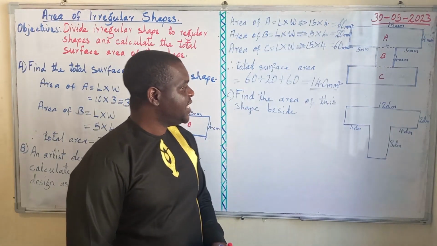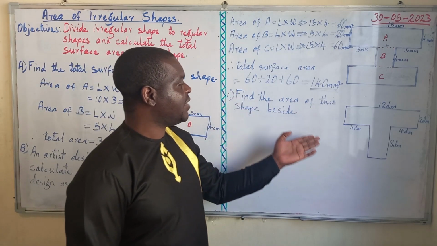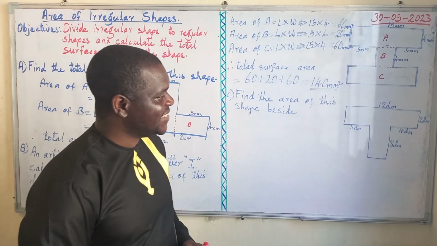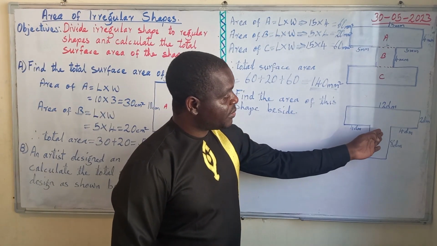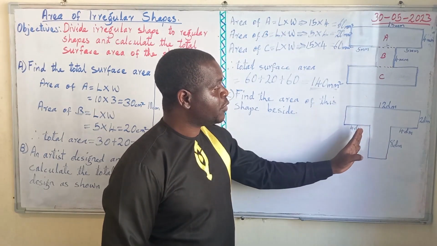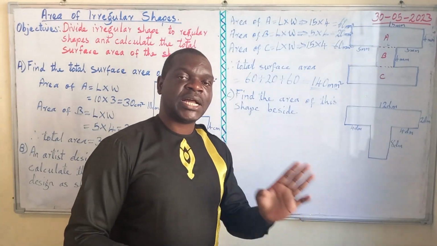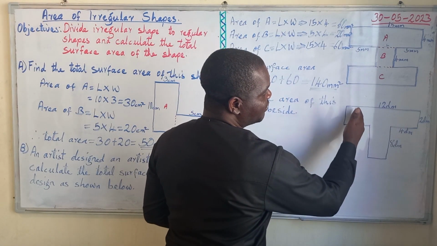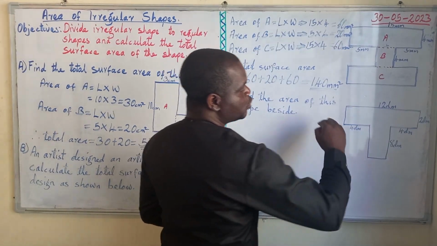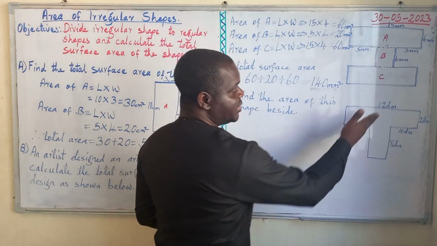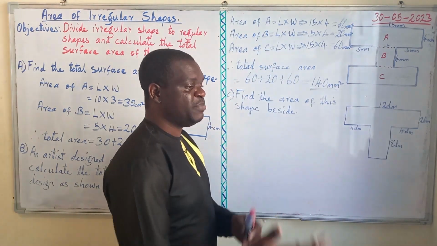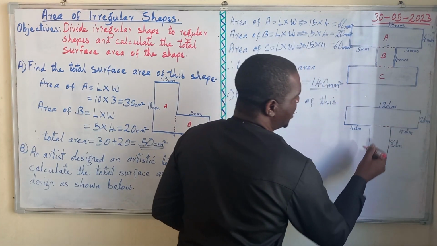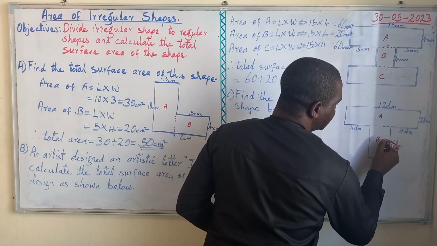Here we have our third example, and it says find the area of this shape beside. And this is the shape. It looks like an artistic T. And if we want to calculate the area of this, we have to first of all divide with horizontal or vertical dotted lines. If we use vertical dotted lines, it's going to give us 3 shapes. But if we use horizontal dotted lines, it's going to give us just 2 shapes. So it is better to have fewer shapes than many. So we're going to use horizontal, and we'll name this A and this B.